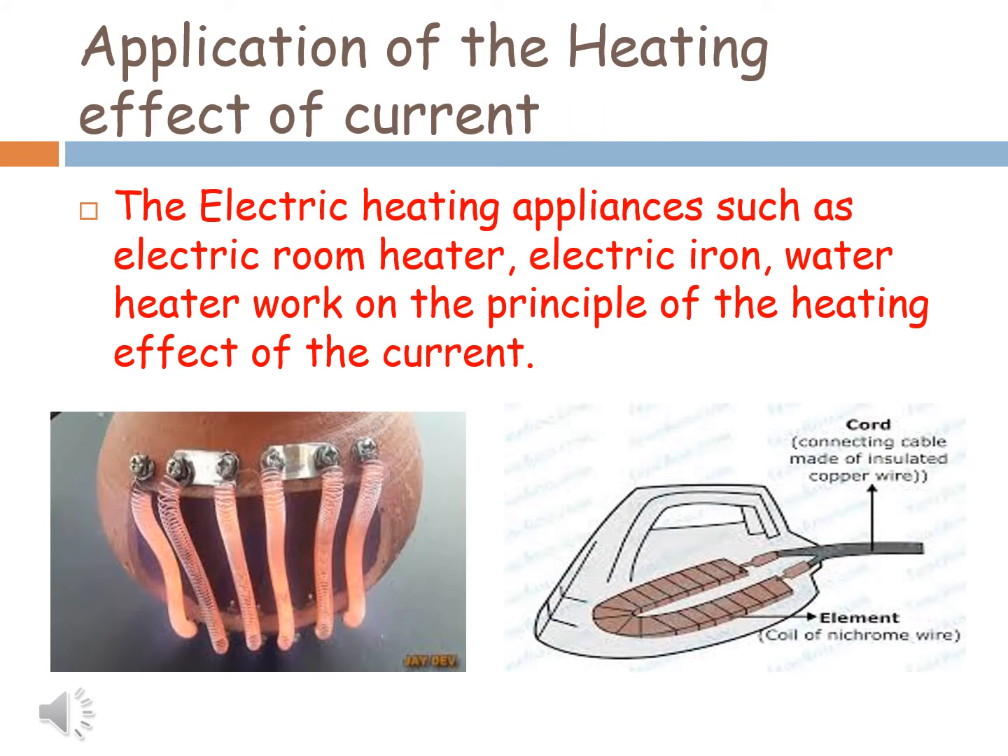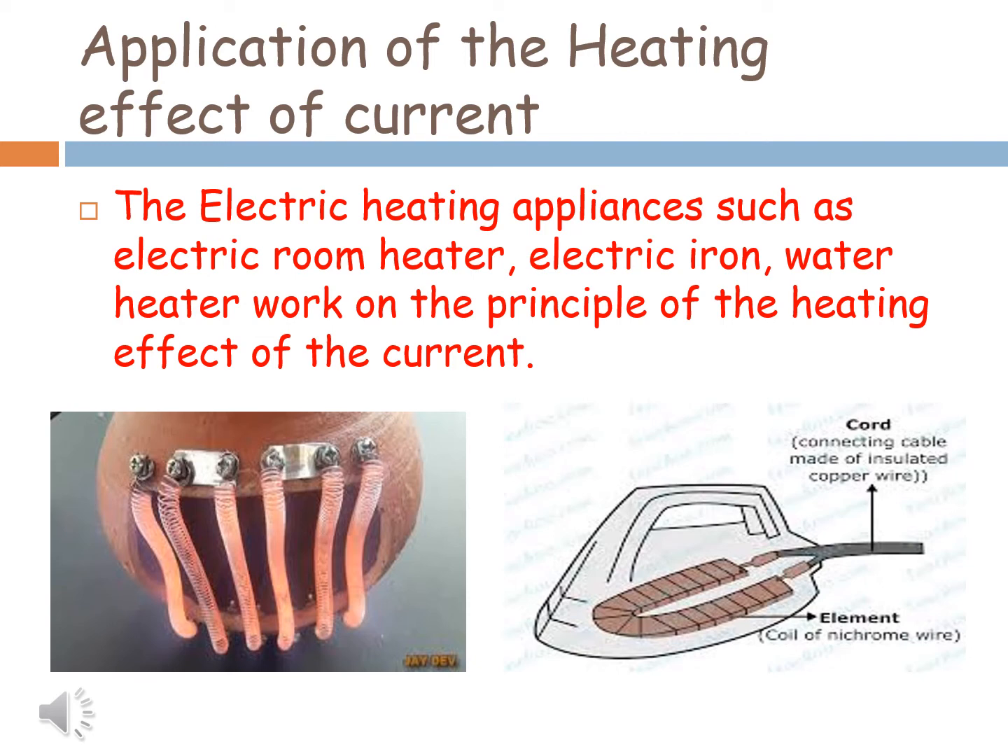Now next is the application of the heating effect of current. Electric heating appliances such as the electric room heater, electric iron and water heater all work on the principle of the heating effect of current. These appliances contain a coil of high resistance wire known as the heating element, and generally this coil is made of nichrome alloy. It is an alloy, meaning it contains iron, nickel, chromium and magnesium.